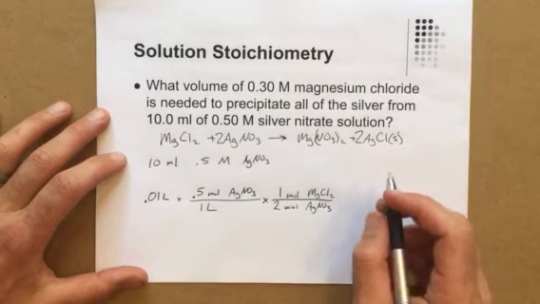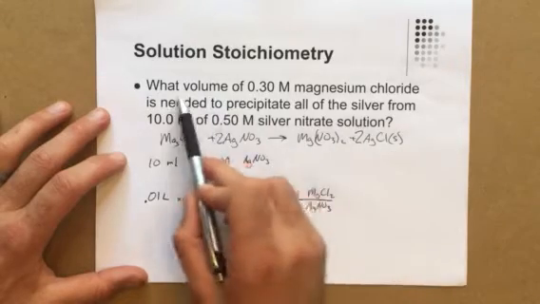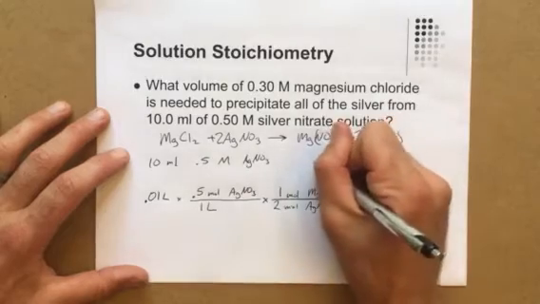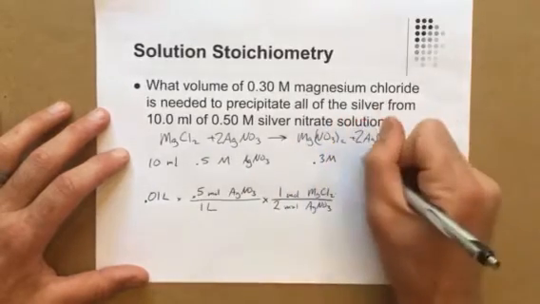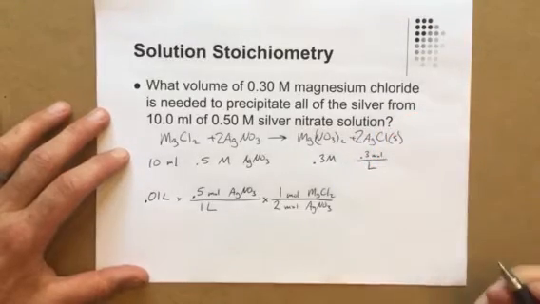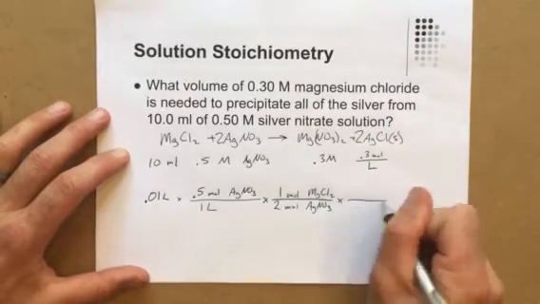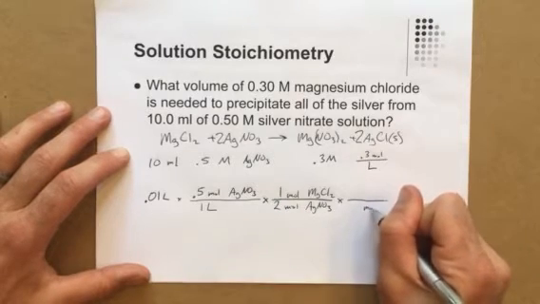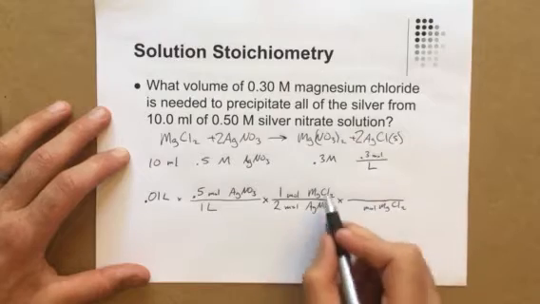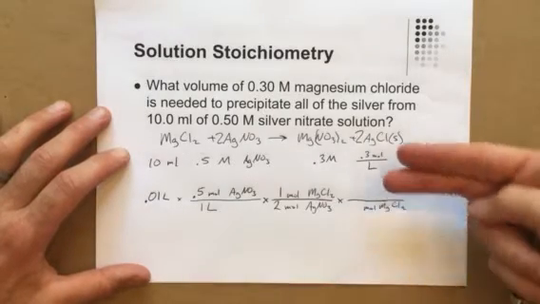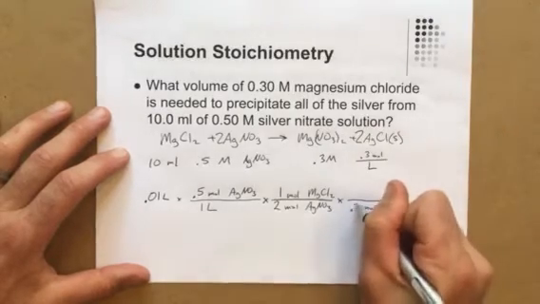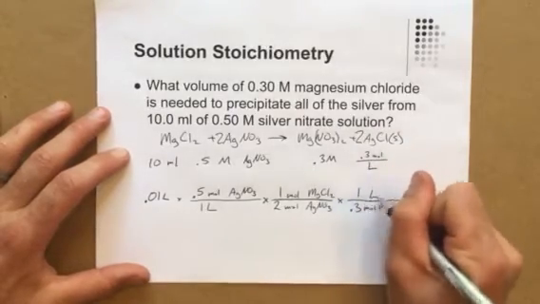All right, and then our last step, it's saying, what volume of 0.3 molar magnesium chloride is needed? So 0.3 molar means 0.3 moles per liter. But if we look down here at our problem, we know we want moles of MgCl2 to be down here at the bottom so that it can cancel out. So what we're going to do is use the molarity, but we're going to invert it. We're going to put the 0.3 moles on the bottom and 1 liter on the top.